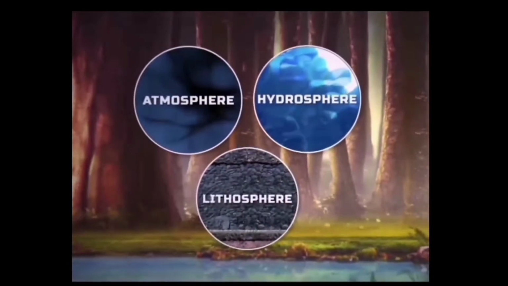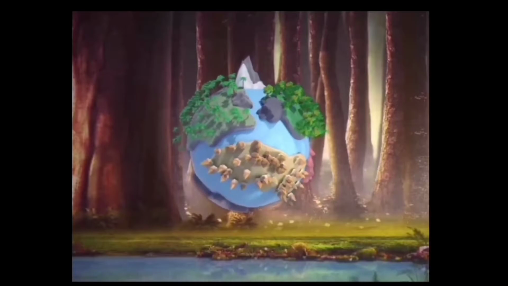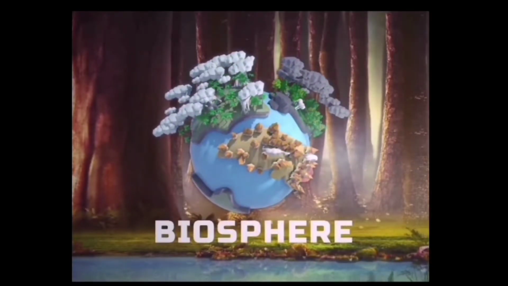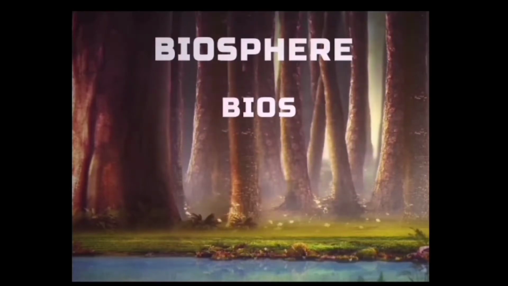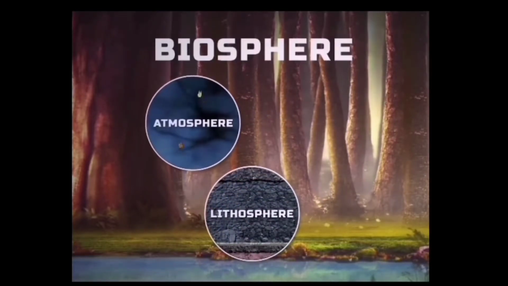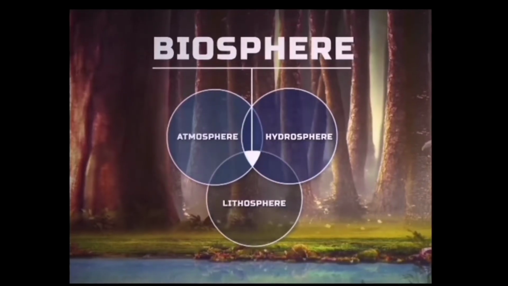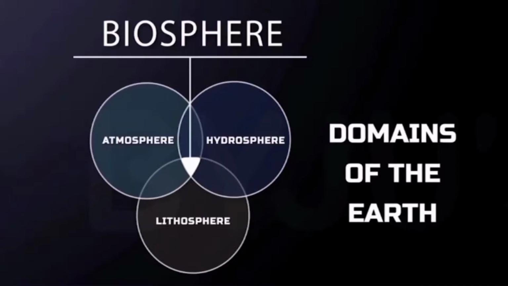All these spheres come together on earth. They all meet, and when they do, life happens. This is called the biosphere. Bios in Greek means life, and it is the zone where the lithosphere, atmosphere, and hydrosphere interact, which contains all of the living creatures on Earth. These are the domains of the Earth. They come together to form a very harmonious living space that we share with all of the living organisms on Earth.